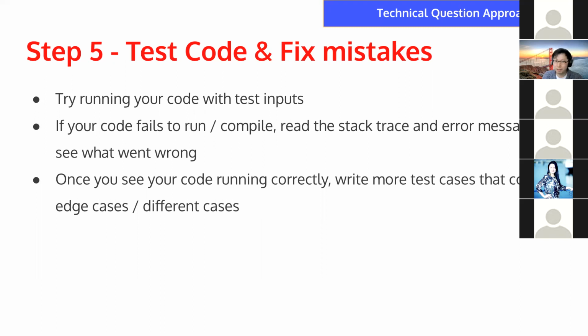Even if your code fails to run and compile, just read the stack trace and error message to see what went wrong. Your stack trace is really your friend here, it tells you what's wrong, so that you can focus on those parts and try to fix it immediately. And once you see your code running correctly, then you want to start thinking about test cases that could test different edge cases. They'll cover different cases from what the previous test cases have covered, so that you can gain more confidence that your code will actually run correctly against all those different cases.